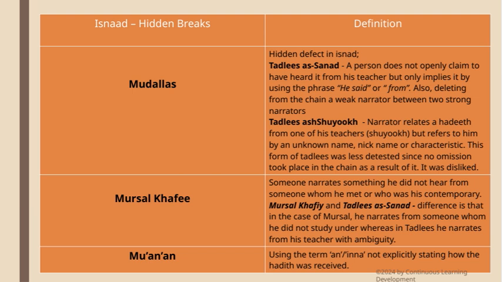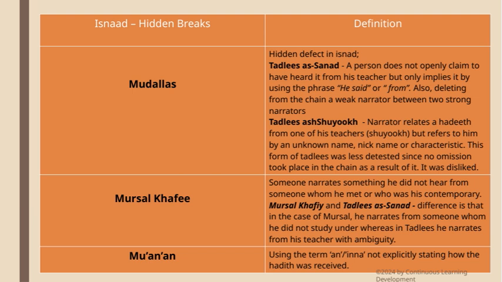Next, tadlis al-isnad is a form of concealment where a narrator doesn't openly claim he heard the hadith from his teacher, but implies it by saying, 'he said,' or 'from,' often deleting a weak narrator between two strong ones. This subtlety can sometimes hide issues in the chain.